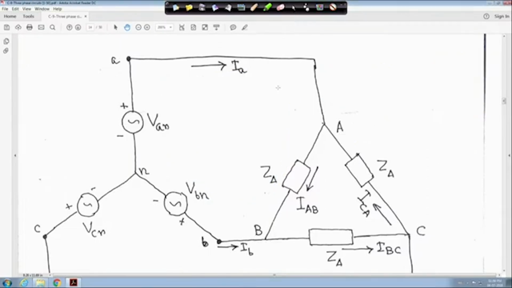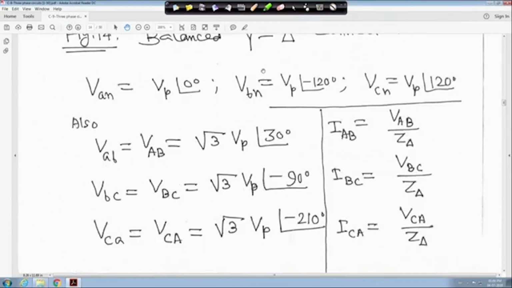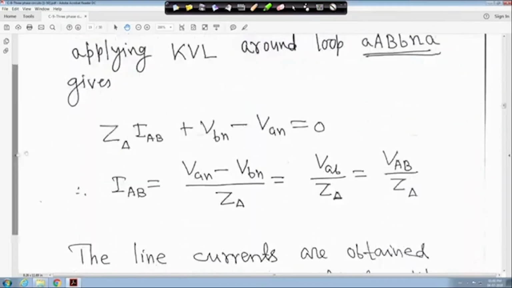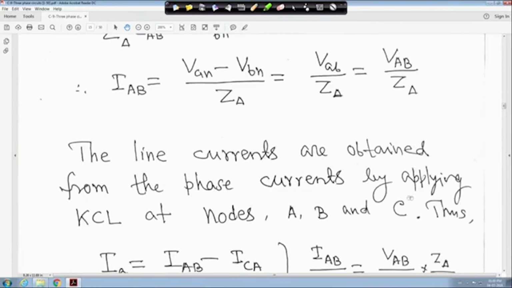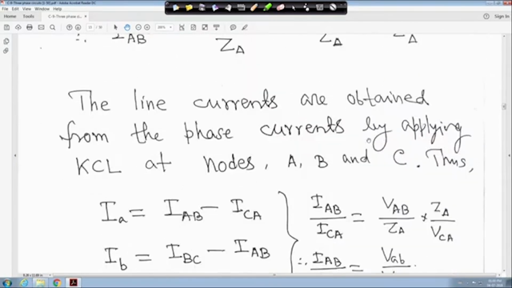So, that means here, that is why we are writing this one, IAB is equal to VAN minus Z delta, and that is actually nothing but VAB, we got it from the phasor diagram, divided by Z delta, that is VAB upon Z delta. Similarly, for IBC and ICA you will get it. So, line currents are obtained from the phase currents by applying KCL at nodes.